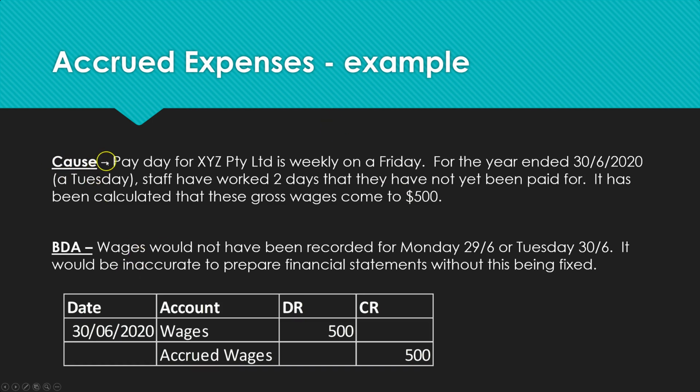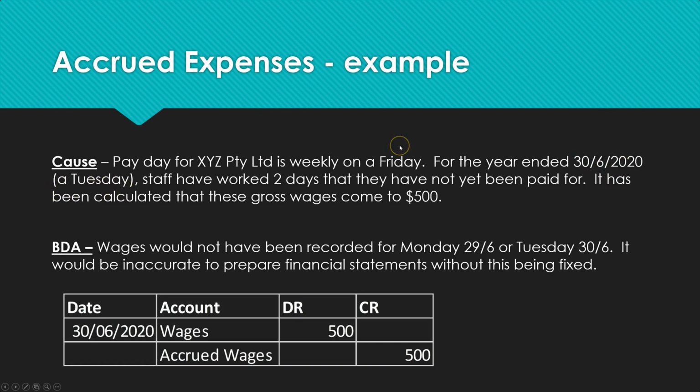Now, the example that I have here is that we have a company called XYZ Pty Ltd, and payday for XYZ Pty Ltd is weekly on a Friday. Now if you look at a calendar for the year ended 30th of June 2020, that 30th of June there is a Tuesday. That's why I've got a Tuesday here.